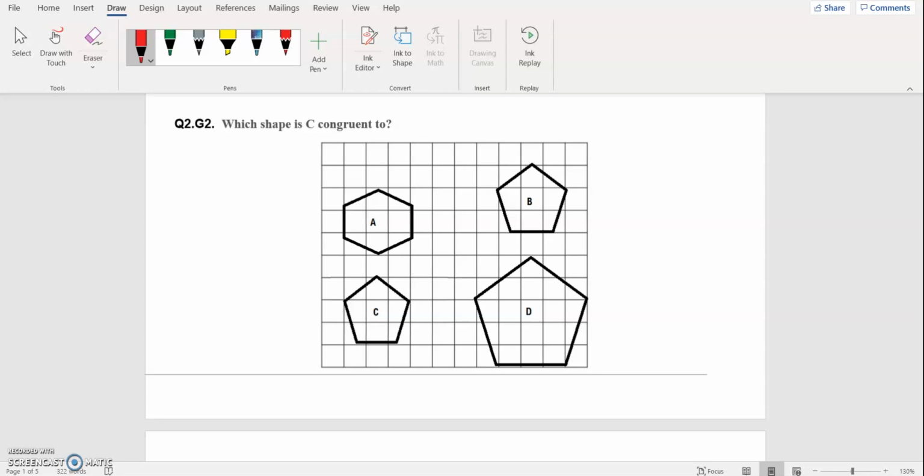Now the two that are identical are these two, which is C and B. So C is congruent to B. D is also a pentagon, but it's not congruent to B or C because it's larger. So D is similar, not congruent, it's similar to C and B.